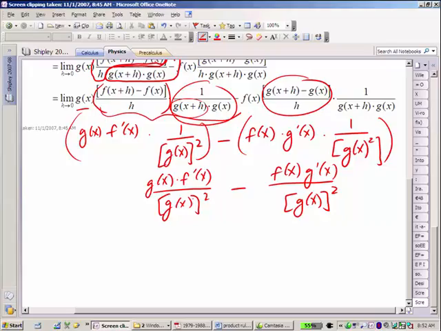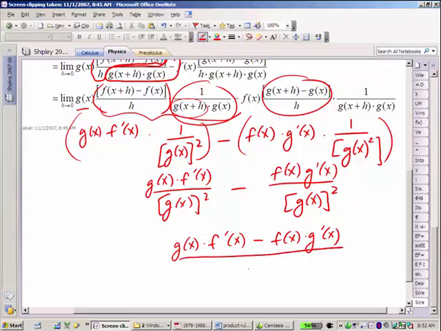My rule is this. The quotient rule says if you have a quotient of functions, take the function in the denominator, multiply it by the derivative of the function in the numerator, subtract the function in the numerator multiplied by the derivative of the function in the denominator, all over the function in the denominator squared.